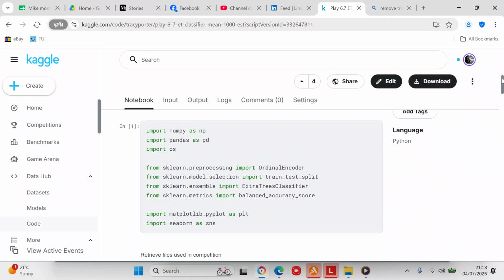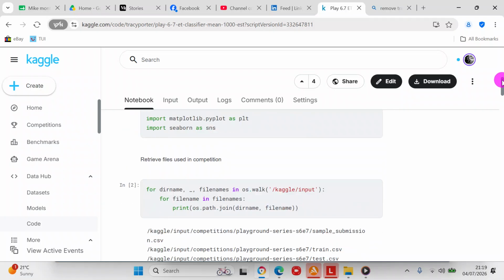We're going to import pandas as PD to manipulate the data frames to process data. We're going to import OS to go into the operating system. We're going to import sklearn to give us machine learning functionality. We're going to import matplotlib.pyplot as PLT to help us to make charts. And we're going to import Seaborn as SNS also to help us make charts.